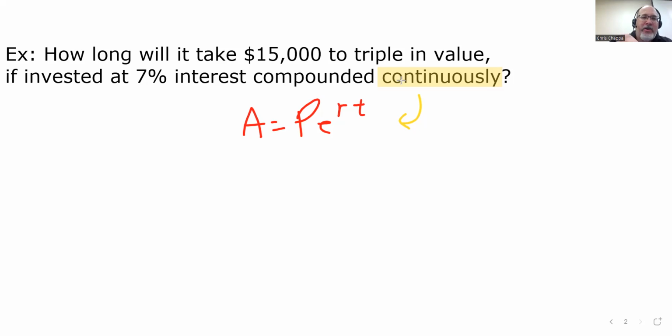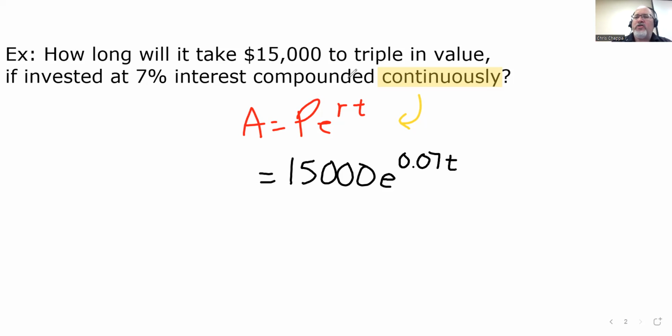Let's put in all the values that we know or all the values that are implied. Our principal is $15,000. That replaces the P. The e is a constant. The r is interest rate, but we use the decimal equivalent. 7% as a decimal is 0.07. We don't know the time. That's what we're trying to find. But what's the future value, the capital A? Well, if we're tripling our money, then that means to multiply by 3. And 15,000 times 3 is 45,000. So our task is now to solve this for t.